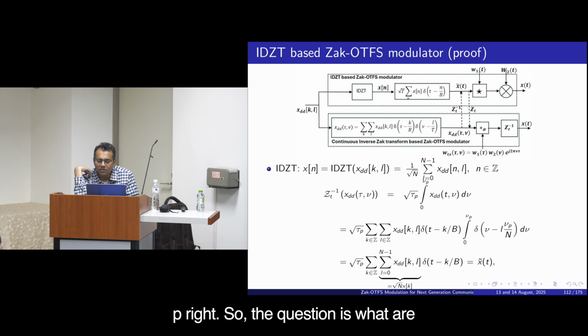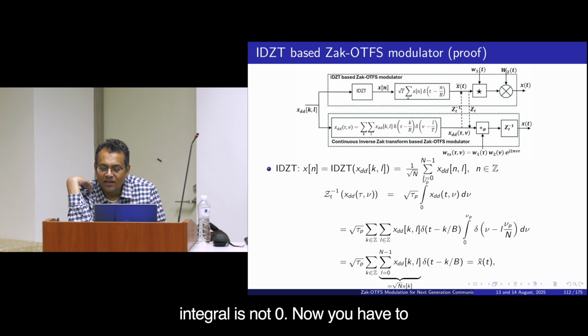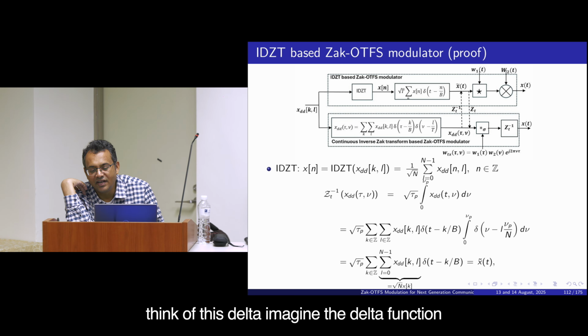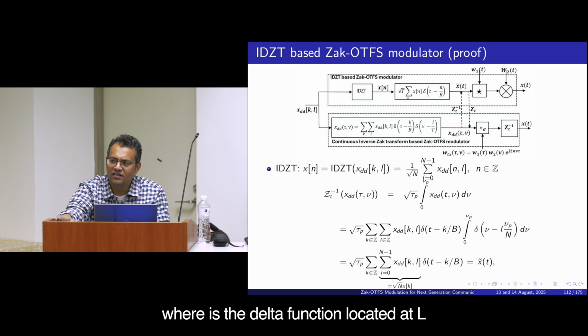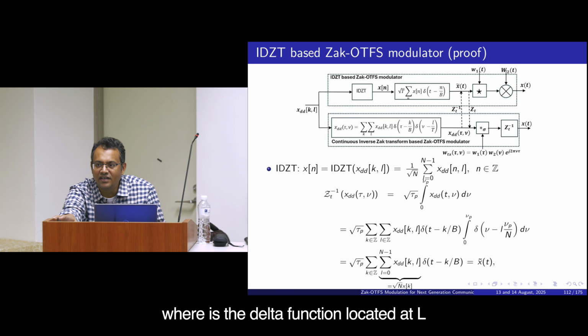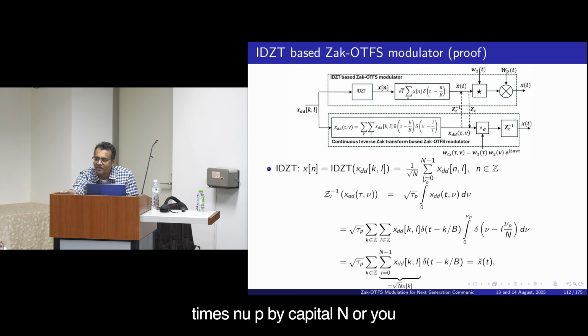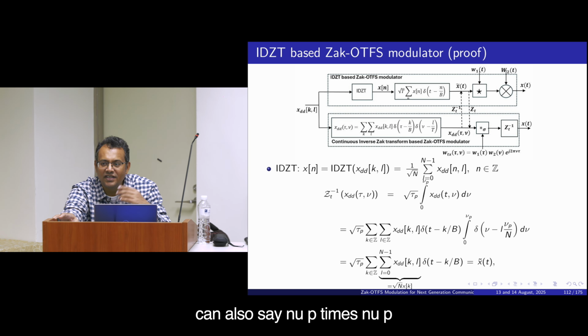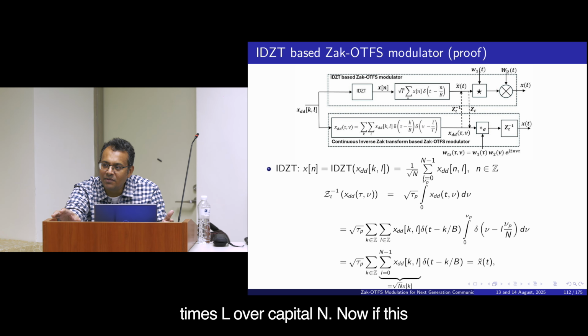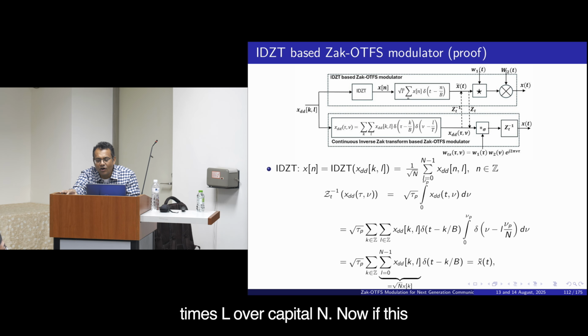So, the question is, what are the values of L here for which this integral is not 0? Now, you have to imagine the delta function. Where is the delta function located? At L times nu p by capital N, or you can also say nu p times L over capital N. Now, if this L is equal to n plus 1, then Kevin, where is this Dirac delta located?